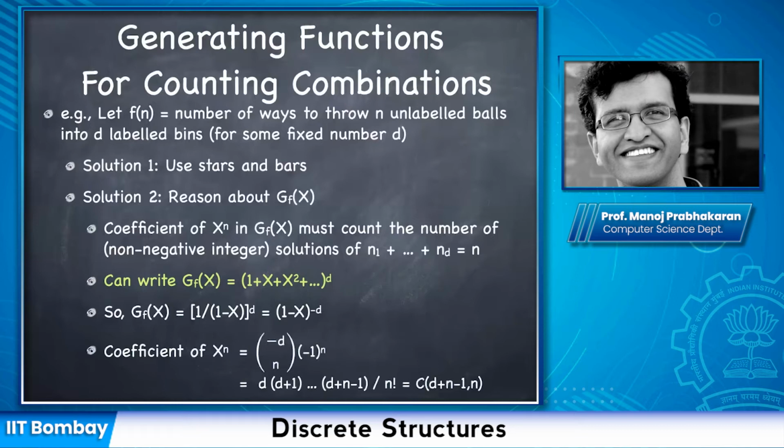And that is, as you saw just a while back, d times (d plus 1) times and so forth n terms divided by n factorial. That's just d plus n minus 1 choose n. And this is exactly what you would get from using n stars and d minus 1 bars.